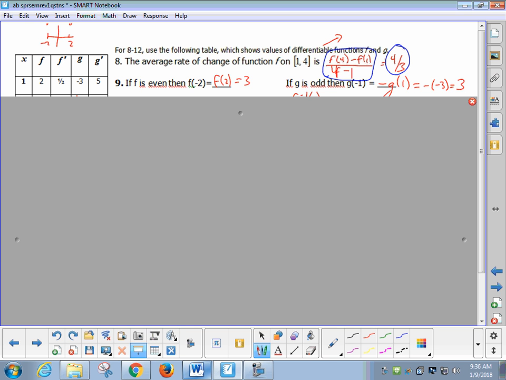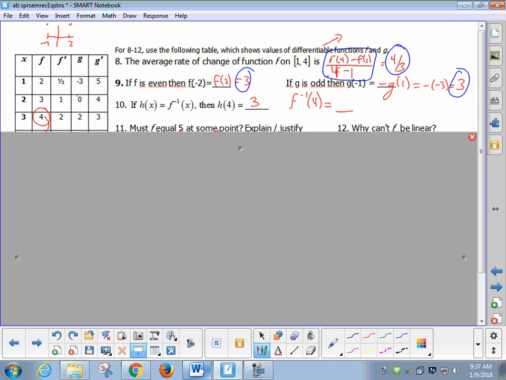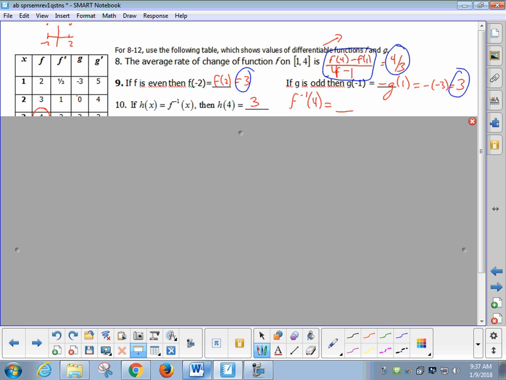F is even, which implies that the y should be the same for any symmetric x. So f at -2 should be the same as f at +2, which is 3. Odd would imply changing the sign of x gives you an opposite y. So g of -1 would be the same as the opposite of what g is at +1, which is also 3, coincidentally. I didn't intend for that to happen. In fact, there are 3's all over the place.